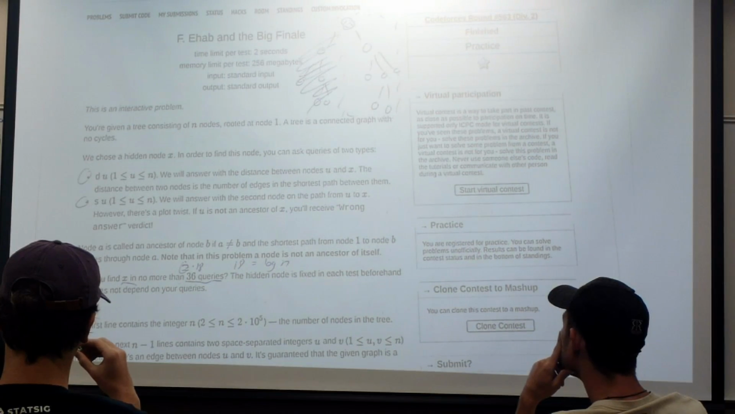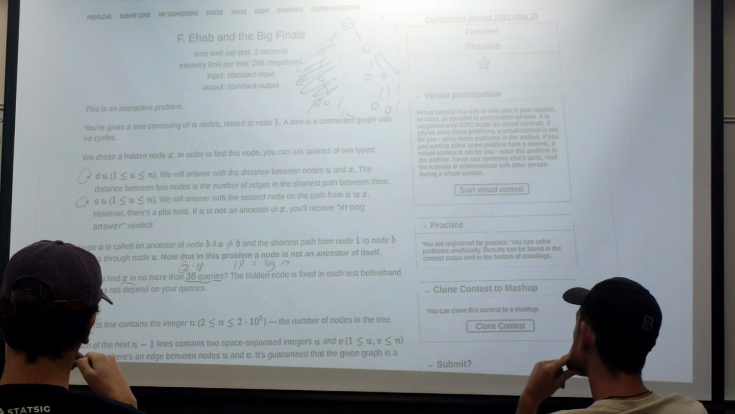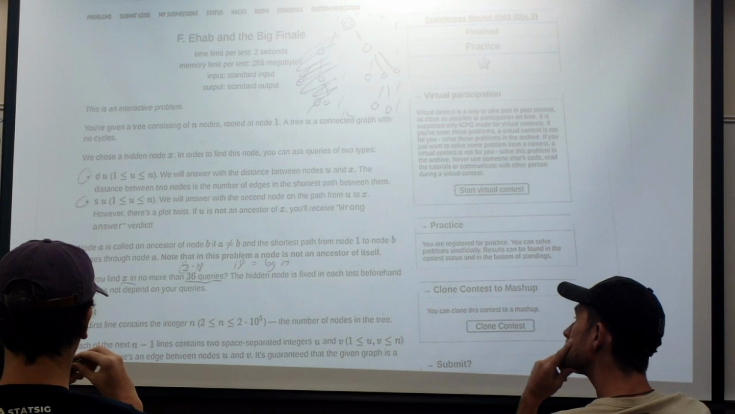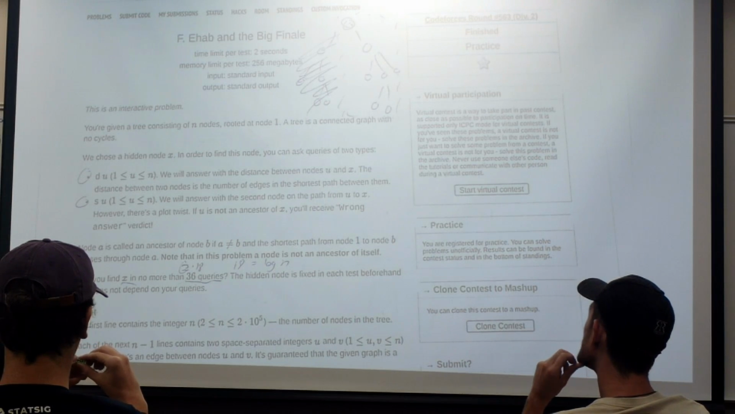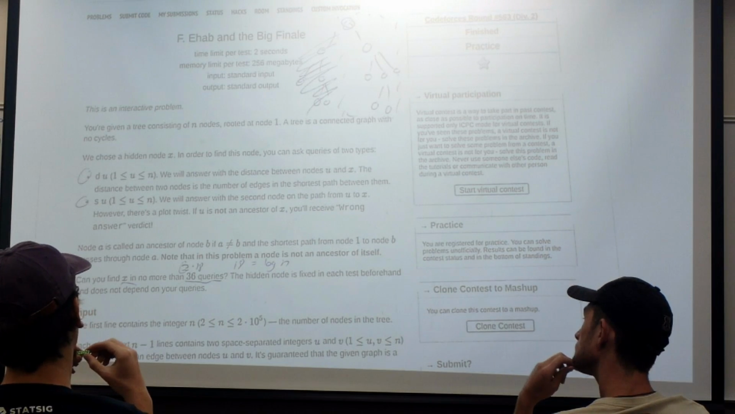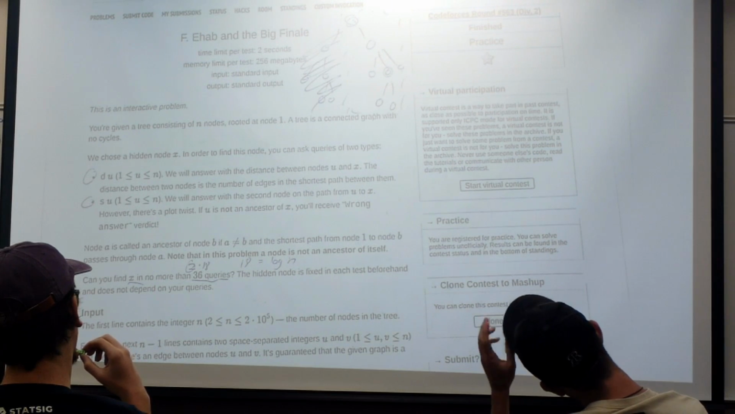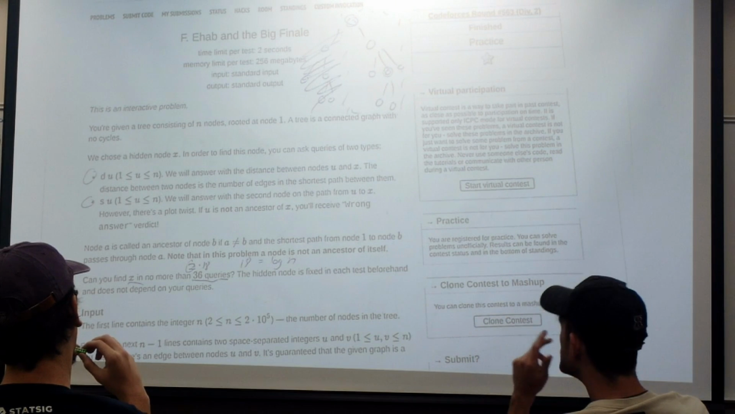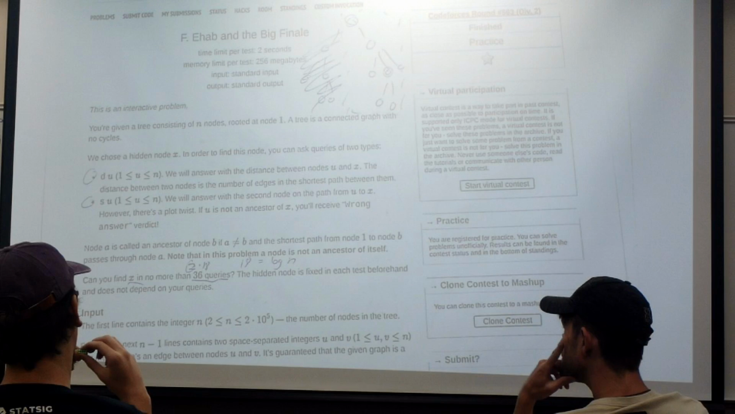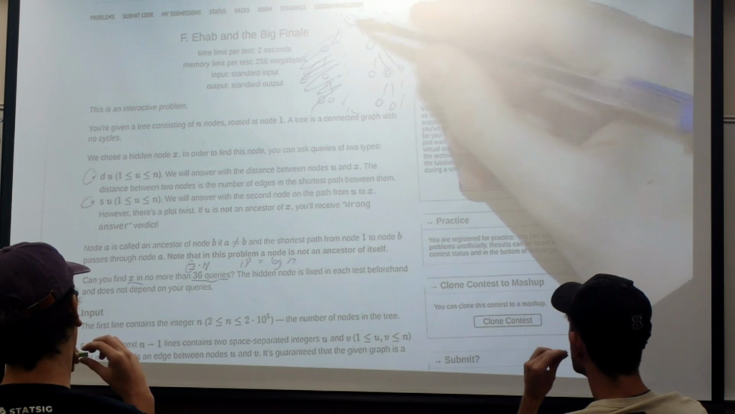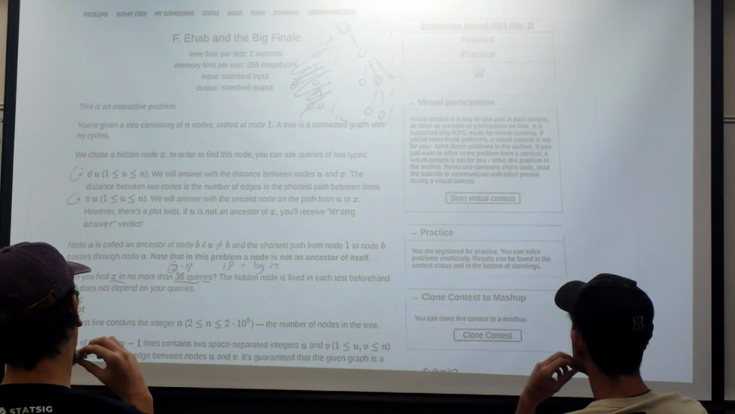A centroid is a node where the sizes of all subtrees are n/2 or less. That's the definition of a centroid. Because once we look at the centroid and we do an S query from this centroid, we will be able to cut out more than half the tree if the centroid is an ancestor.